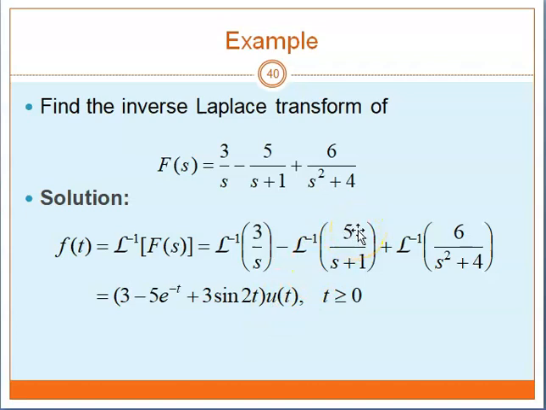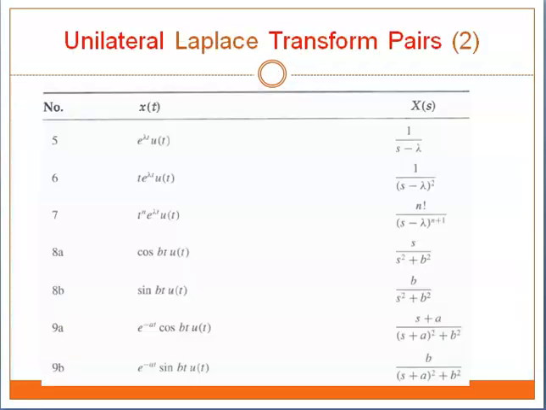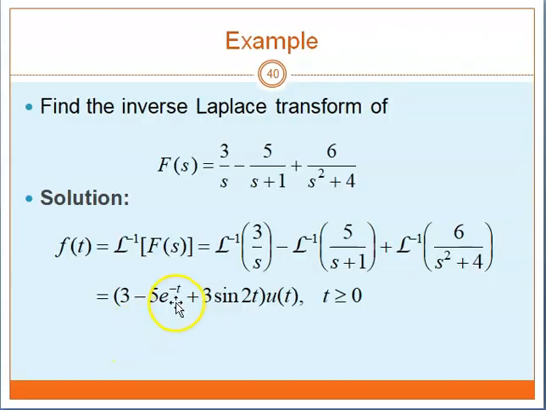And then you have 5 over s plus 1. Please refer to the table. 5 over s plus 1 would be this one. Okay, this is the closest. So you have 1 over s minus lambda is equal to e^(lambda t) u(t). So 5 over s plus 1 will be 5 e^(-t). That's why you have it here, 5 e^(-t).